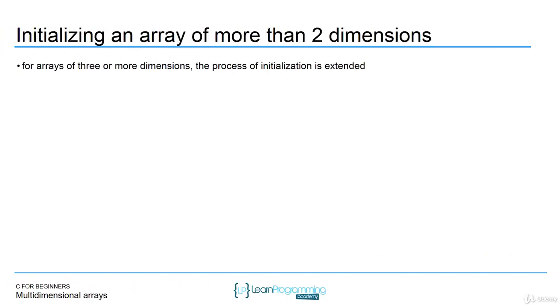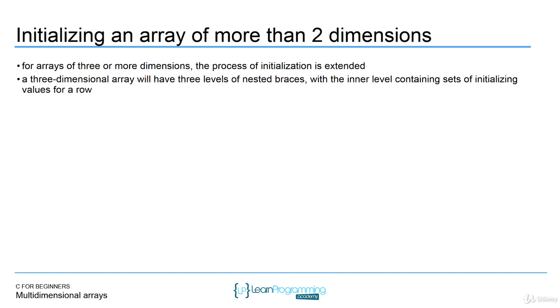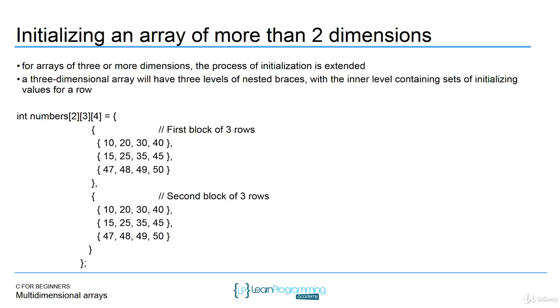So as far as initializing an array that's higher than 2 dimensions, again, you're going to apply the same type of thing. You're just going to extend it a bit. So a 3-dimensional array will have 3 levels of nested braces, with the inner level containing a set of initializing values for each row. So it would look something like this. Here we have a 3-dimensional array, 2, 3, and 4, a stack of data tables essentially. And the first block of 3 rows we're going to initialize, and the second block of 3 rows we're going to initialize.